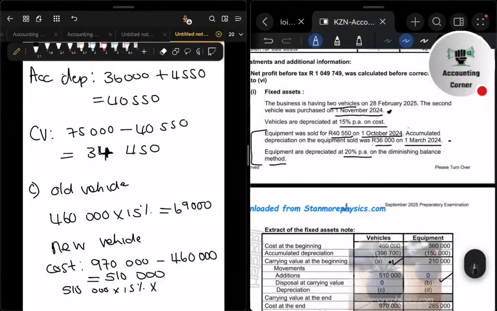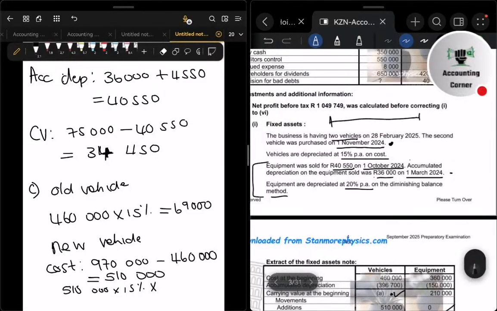And then when did we purchase this? We purchased on the 1st of November 2024, meaning we didn't have it for the full year. So again, you just have to draw a timeline somewhere. Our year starts on the 1st of March 2024 and ends on the 28th of February 2025. Then this was purchased on the 1st of November 2024. So we've had it since November up until February. So that would be November, December, January, February, which gives us 4 months. Then we'll multiply by 4/12 because that's how long it depreciated.